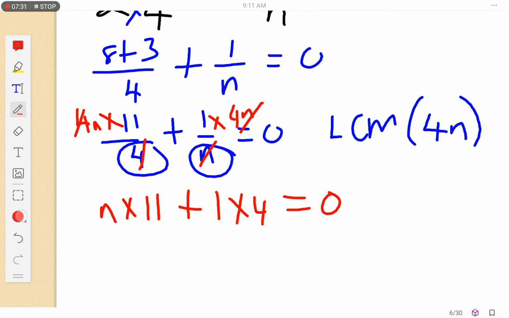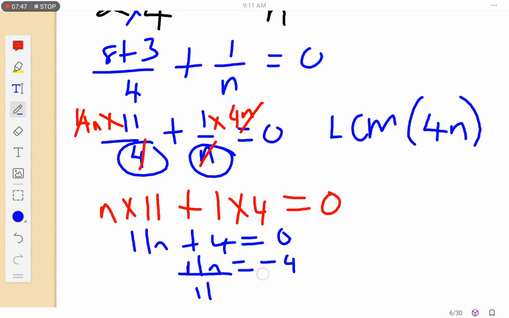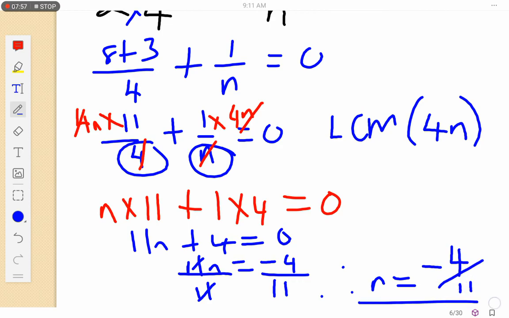What do we get? We'll get 11n plus 4 is equal to 0. When we take our 4 to that side, it becomes negative. So we have our 11n is equal to minus 4. And for our n, we divide by 11. Therefore our n is equal to minus 4 over 11. This is our answer there.